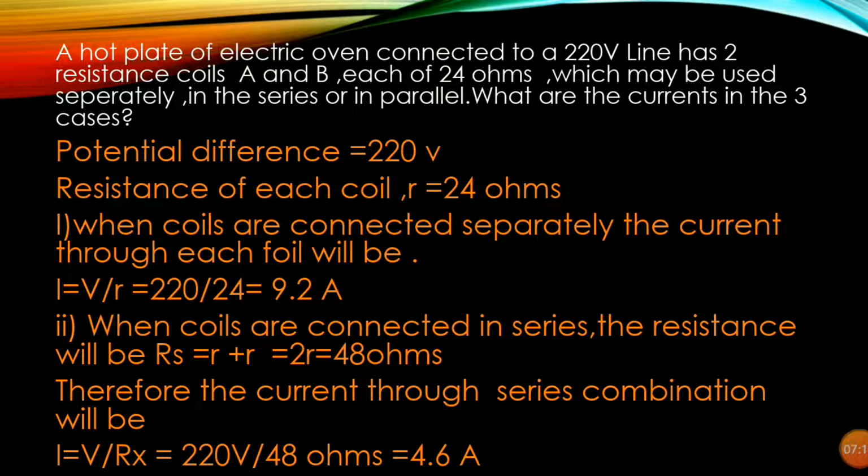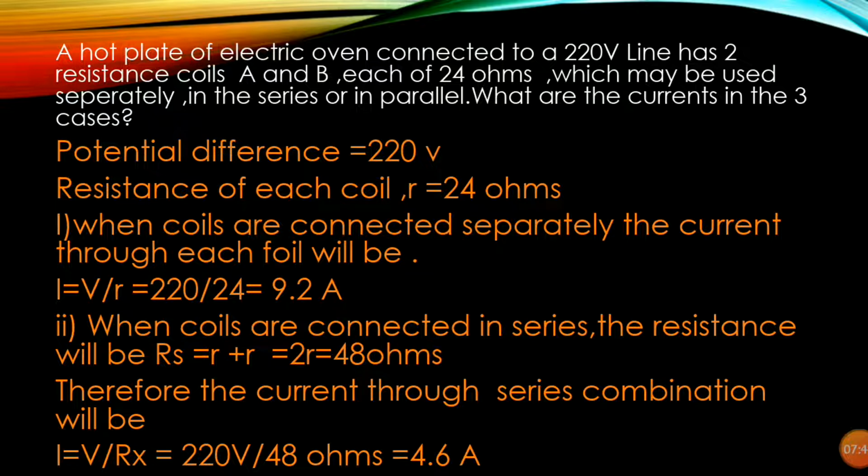So, what have they given? They have given us the potential difference of 220 volts and the two resistance coils A and B, which have a resistance of 24 ohms each. And what have they asked? They have asked the current in the three cases. Case number 1, when the resistors are connected separately. Number 2, when they are connected in series. And number 3, we must calculate the current when they are connected in parallel.